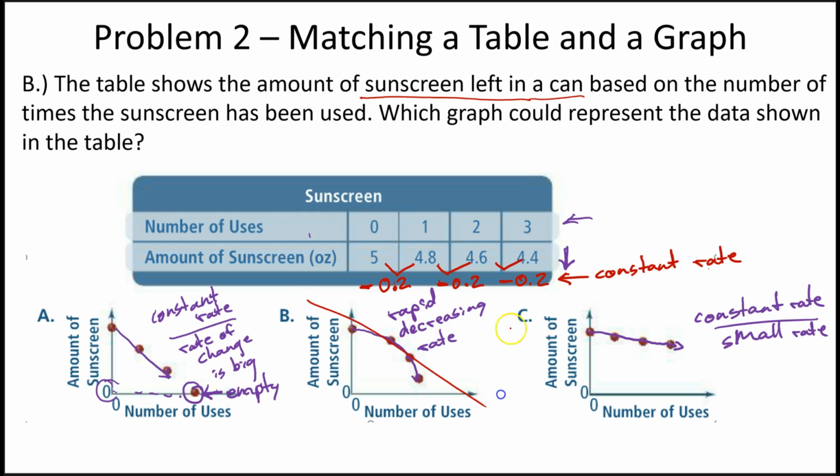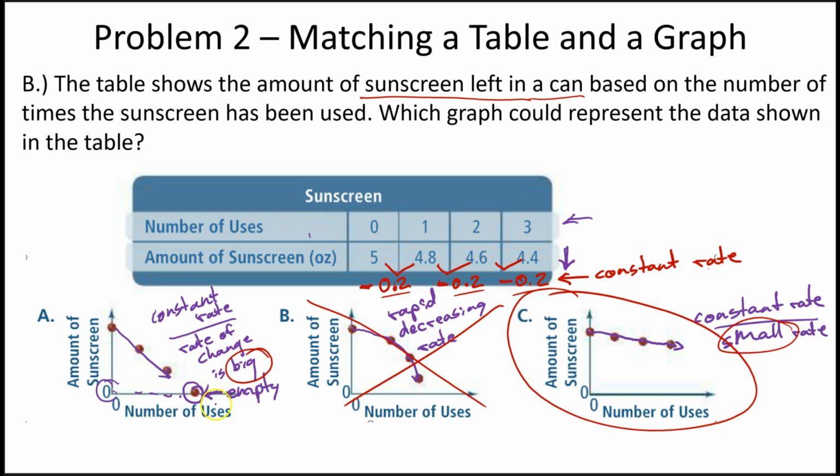So automatically I know it's not B. In B, the rate of change was getting larger every single time. It's a change in rate. So no, it's not B, it's constant. But A and C are both constant, so let's look back. This rate of change is very small. So do we think it's going to be the large rate of change, the big rate of change, or the small rate of change? The small rate of change. So C would be an answer.